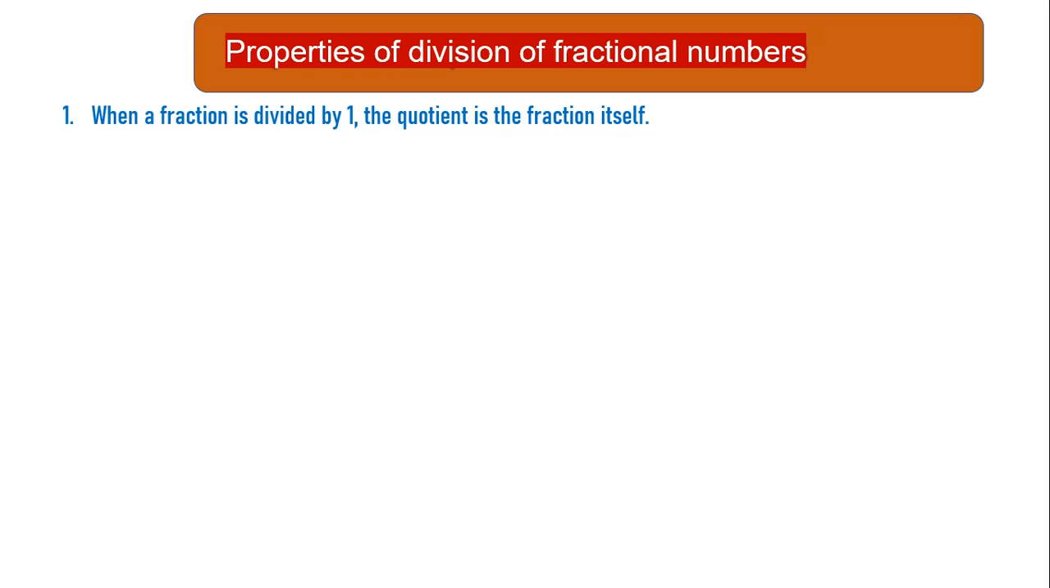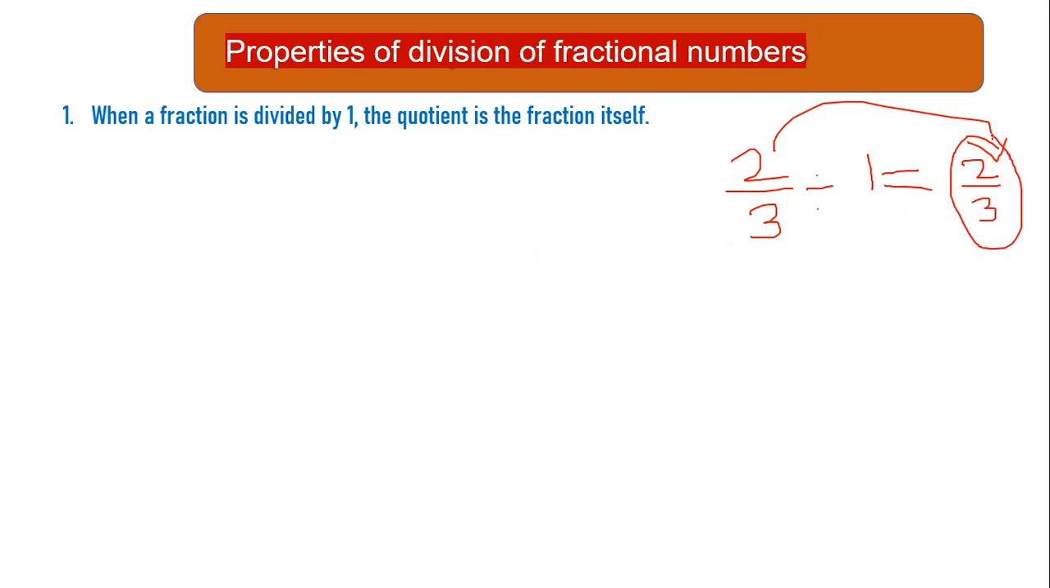First one is when a fraction is divided by 1, the quotient is the fraction itself. The meaning of this one is whenever we divide a fraction, for example, you take a fraction as 2 by 3. When you divide this fraction 2 by 3 by 1, we will get the answer as the same fraction, that is 2 by 3. So this way, this first property will help us to calculate what quotient we will get after dividing any fraction by number 1.